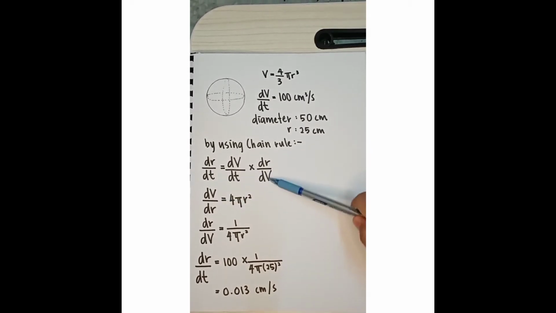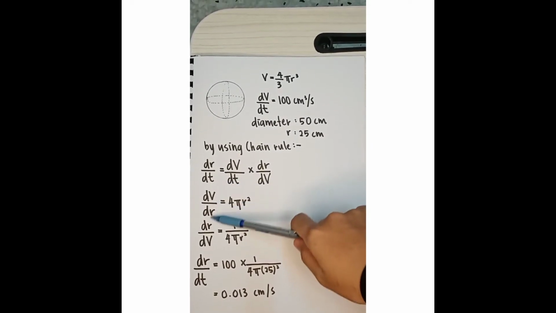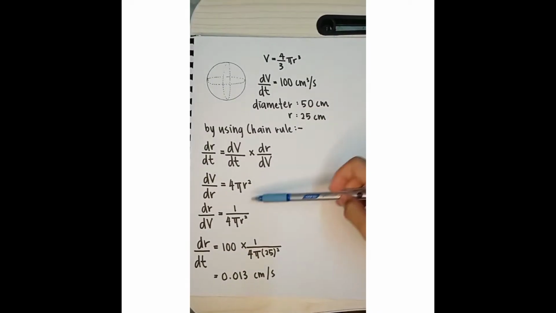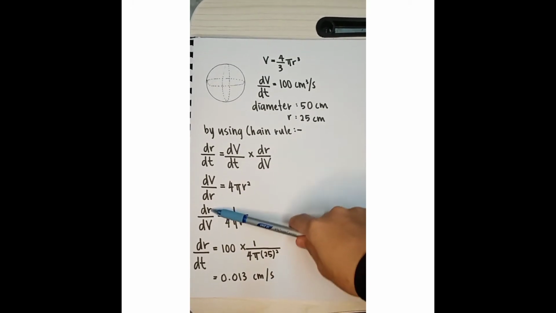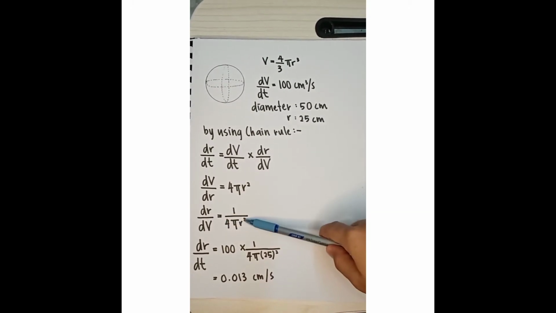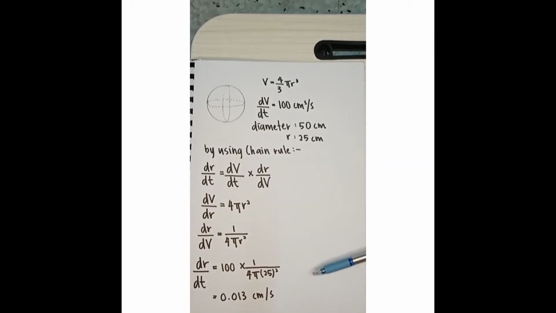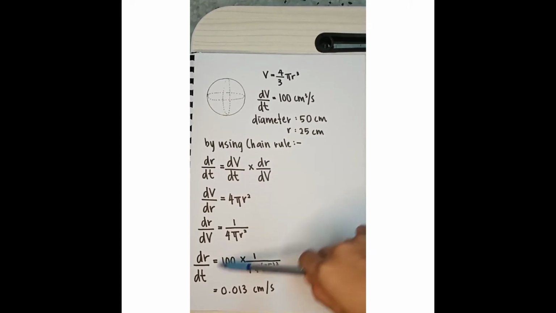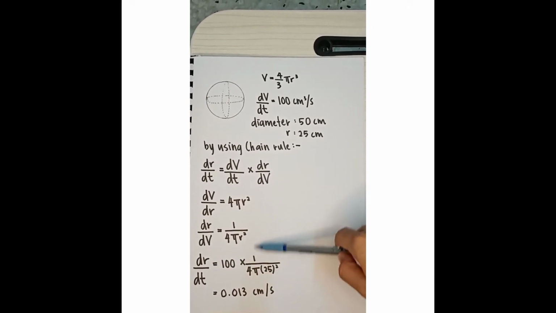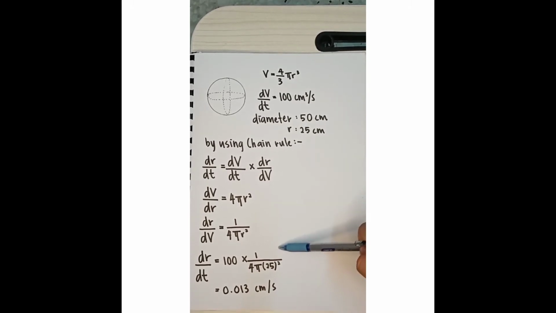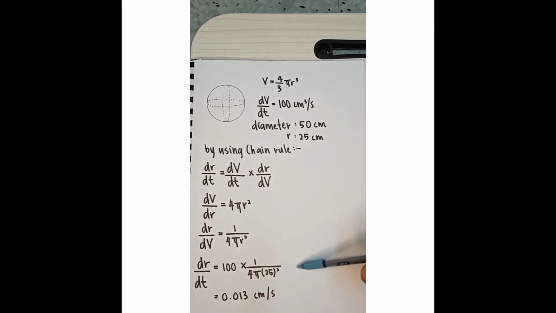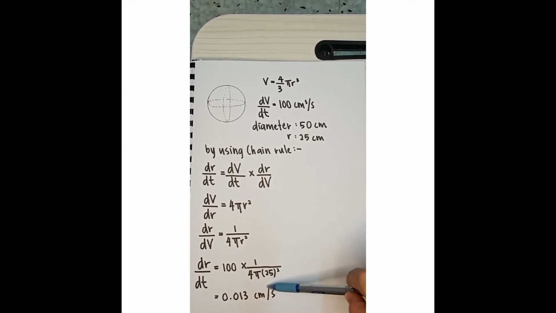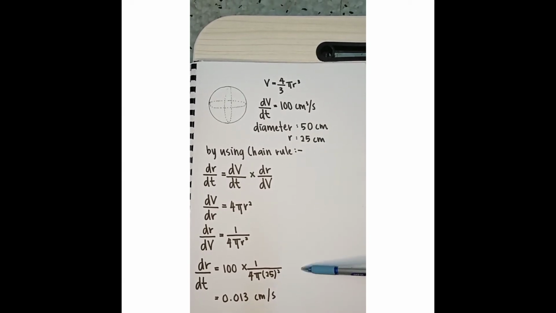To find dr over dV, we differentiate V with respect to r, so dV over dr equals 4 pi r squared. And we will get dr over dV equal to 1 over 4 pi r squared. Then you can plug all the information into this equation, which is dr over dt equals 100 multiplied by 1 over 4 pi multiplied by 25 squared. Then your answer will be 0.013 centimeter per second.